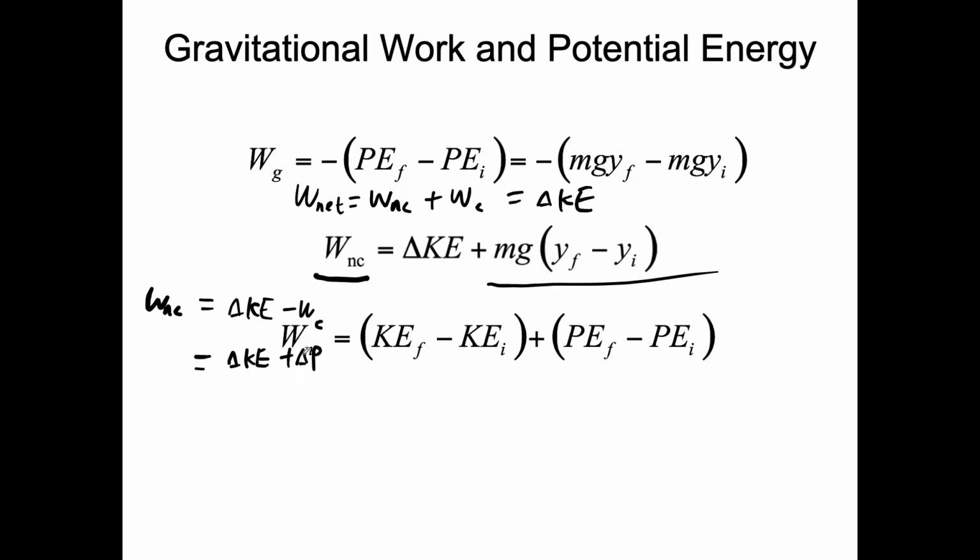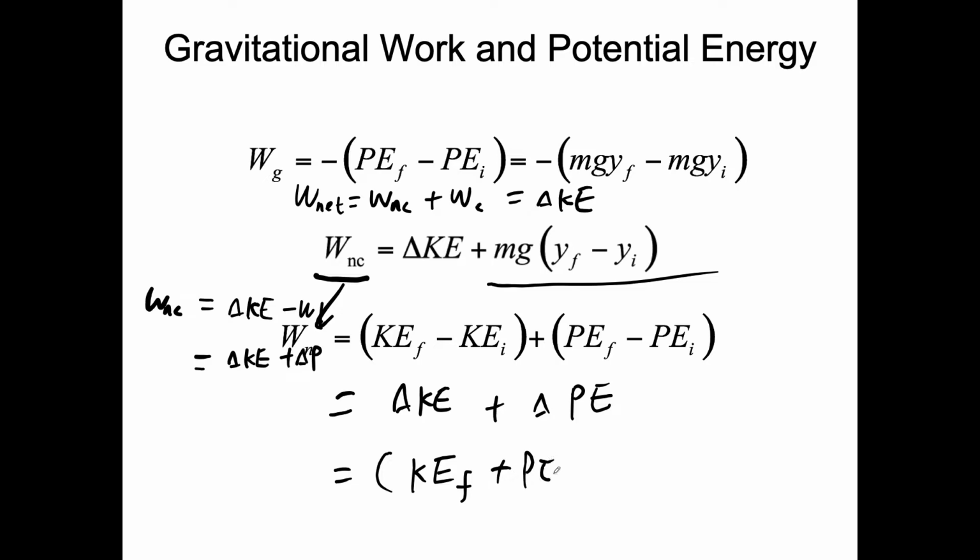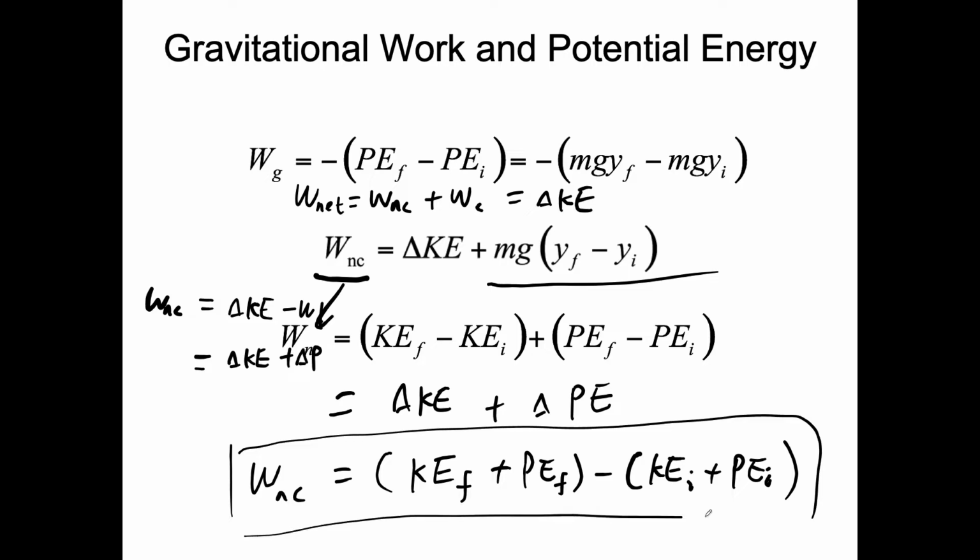So we arrived at this conclusion: the work done by non-conservative force equals the change of kinetic energy plus the change of potential energy. And we can rearrange it, right? We can put all the final energy together: final kinetic energy plus final potential energy, minus initial kinetic energy plus initial potential energy, equals the work done by non-conservative force. Okay, so things will become very interesting.